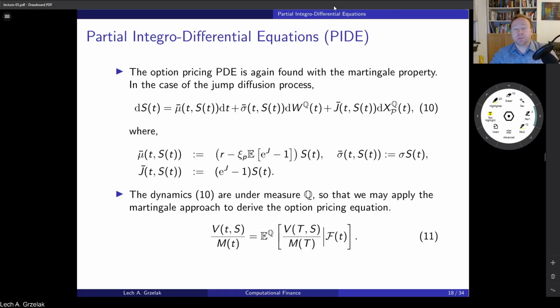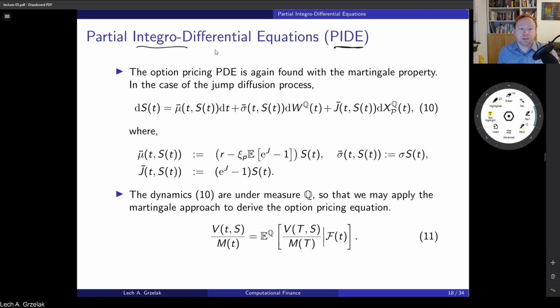Once we derive the dynamics of the jump diffusive process in the risk-neutral measure, we can move a step forward and find the actual PDE, or partial differential equation, for the pricing equation. Since we are dealing with jumps, we don't have only a PDE; we also deal with an integro-differential equation, a so-called PIDE. This integral part corresponds to the fact that our partial differential equation also depends on jumps.